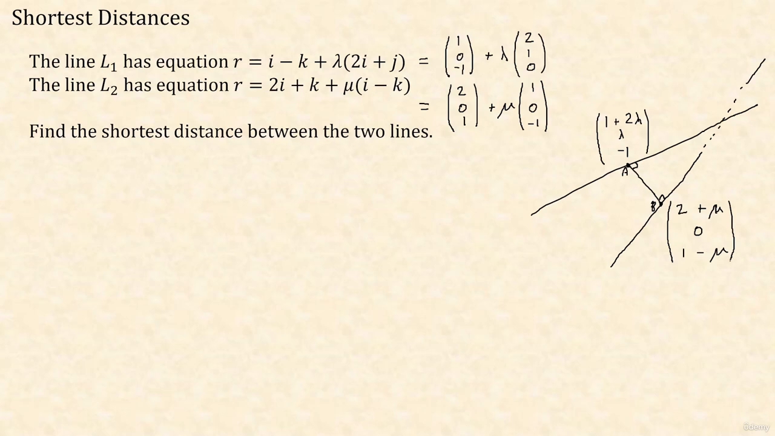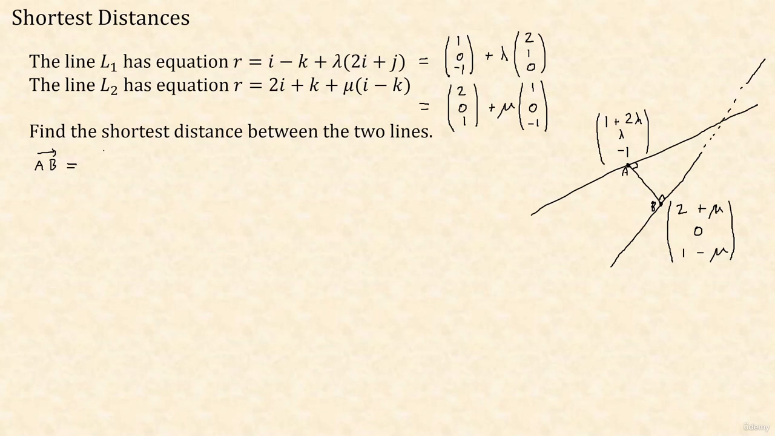Now, if we're going to be able to use the fact that these are right angles here, we first need to find the vector AB, because our strategy is going to be find the vector AB and use dot products to ensure it's perpendicular to L1 and L2. So the vector AB is just the coordinates of B minus the coordinates of A. So that's going to be 2 plus mu minus 1 plus 2 lambda. So let's do the numbers first.